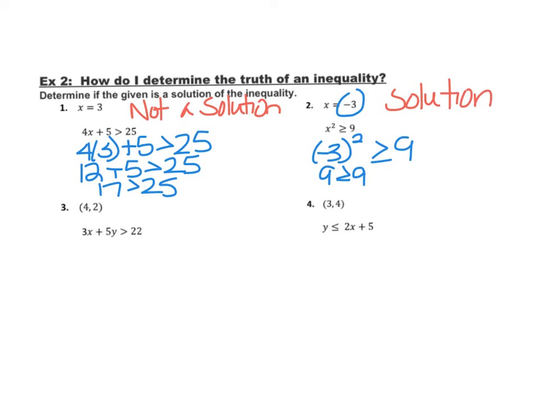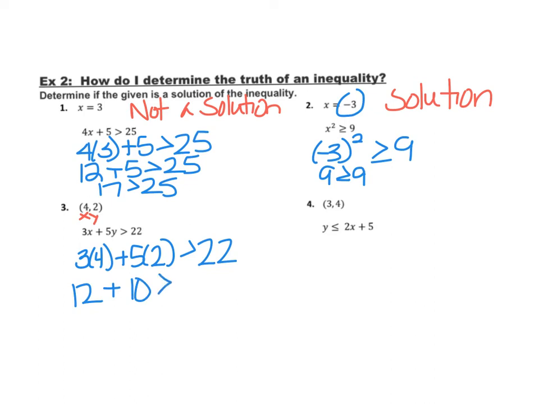All right, for our next two examples, we have points. So this is an x and this is a y. We're just going to plug those in and then simplify from there. I have 3 times 4 plus 5 times 2, and I want to know, is that greater than 22? So I have 12 plus 10. Is 22 greater than 22? Well, because 22 is not greater than 22, this is not a solution. If I had the equal sign there, yes, but I do not.